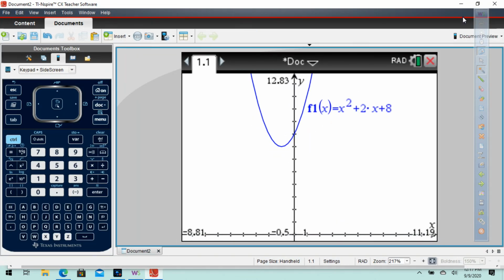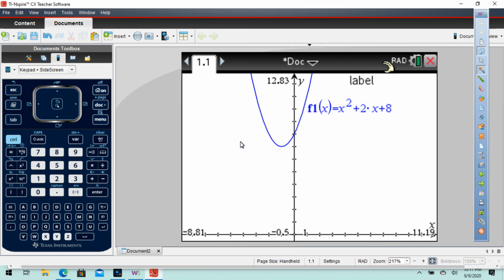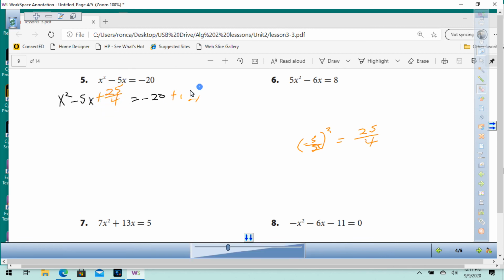This calculator is slowing me down. Let's get rid of it. -5, and so that's going to be, well, -5 times -5 is 25, and 2 times 2 is 4. So we're going to be adding 25 over 4 to both sides.